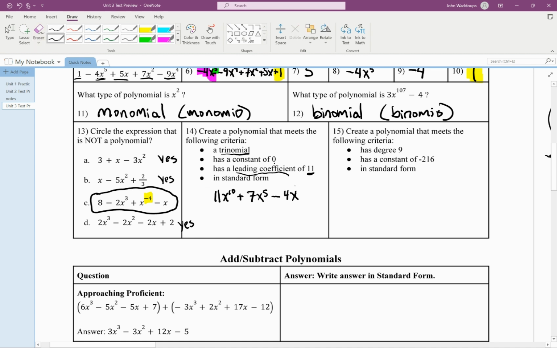And so let's just see. Trinomial, yeah, has three terms. Constant of 0, yes. Same as just having a plus 0 out here. Has a leading coefficient of 11, yes. And is in standard form, goes from 10 to 5 to 1, yes.